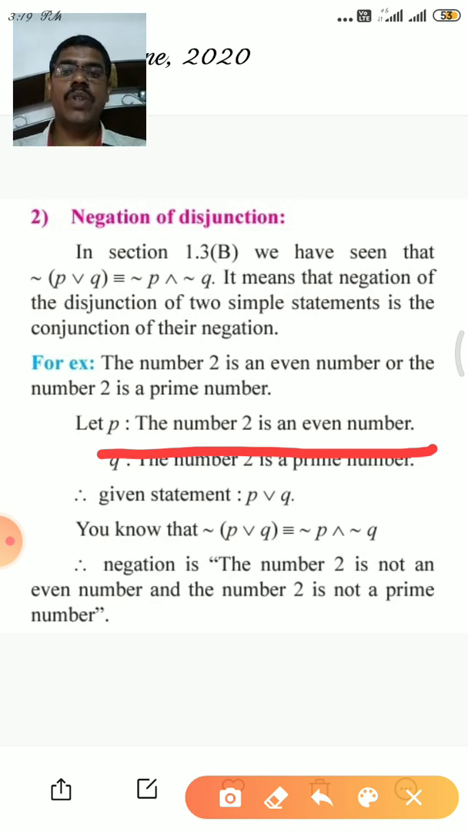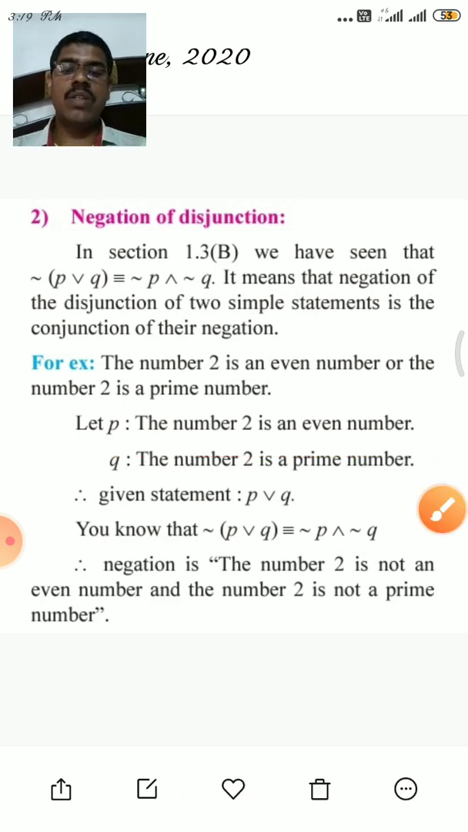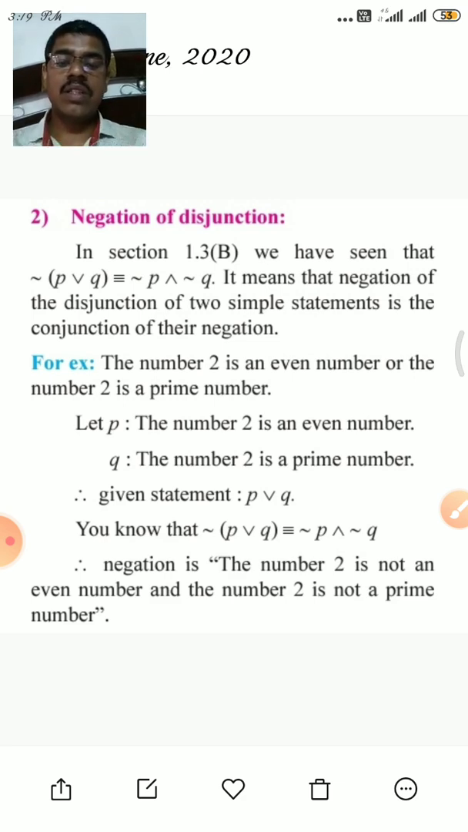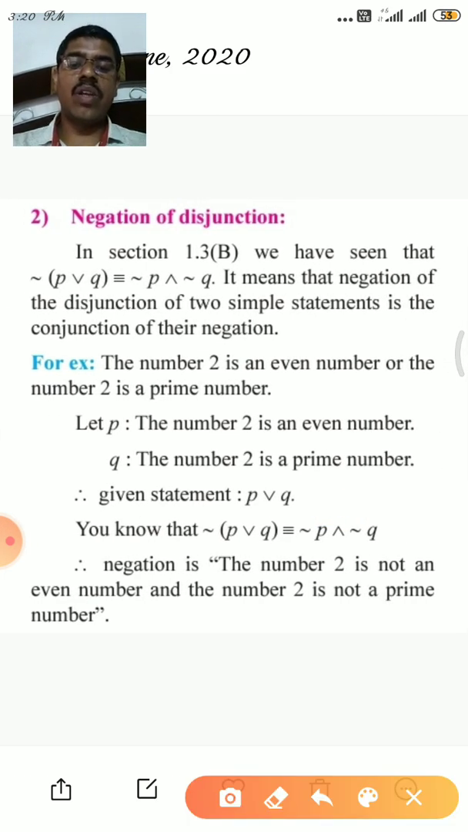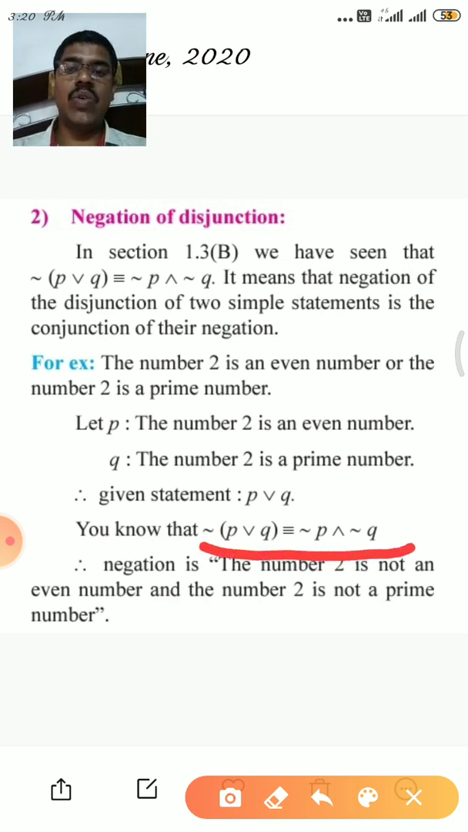You know that negation of P or Q is equivalent to negation P and negation Q. Therefore, the negation is the number 2 is not an even number and the number 2 is not a prime number. That is, negation of P or Q is equivalent to negation P and negation Q, and it is also known as De Morgan's law. That means the negation of conjunction and negation of disjunction are both known as De Morgan's law.